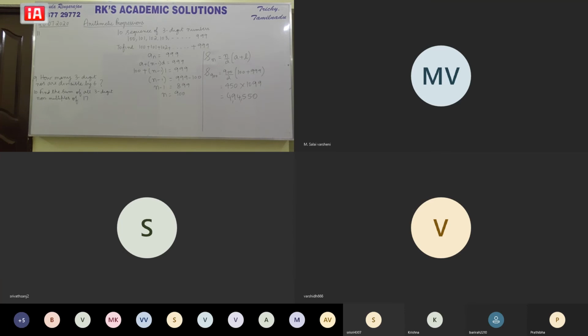Now the difference between these two answers will be the sum of all the 3-digit non-multiples of 17. So what are the steps? First is to find the sum of all the 3-digit numbers. Next step, find the sum of all the 3-digit multiples of 17. The difference between these two sums will be the sum of all the 3-digit non-multiples of 17. Let's do that.